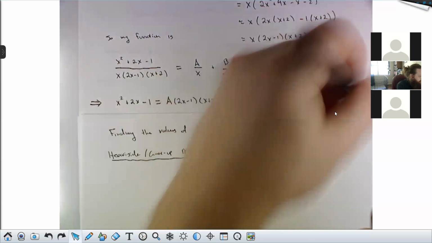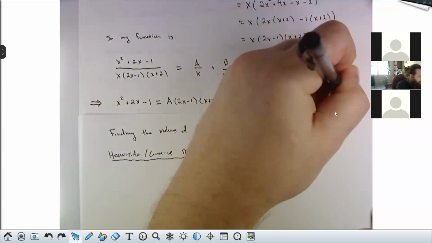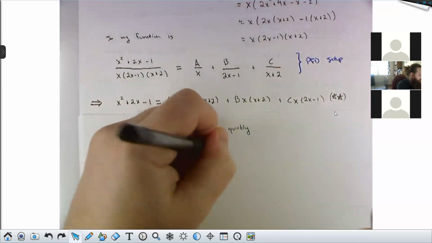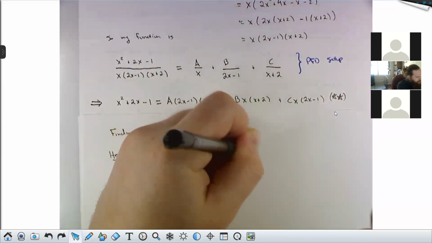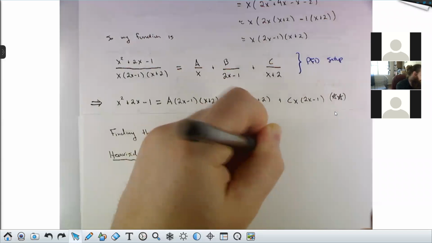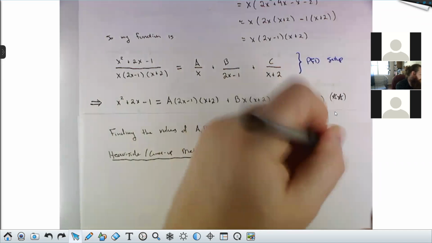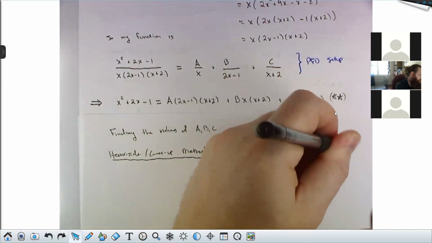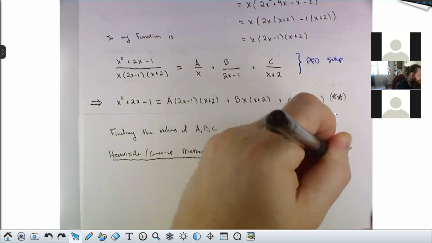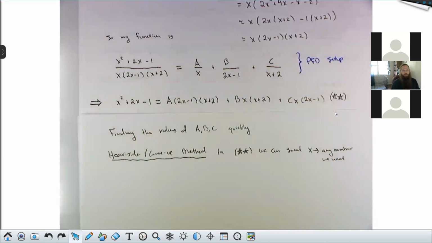So what should I call this? Let me call this 2 star. I called the other one star. I need to refer to it somehow. In the equation 2 star, we can send x to any number we like. Right? This equation is supposed to be an identity. It's supposed to be true for every x in the universe. So if I want to plug in some x values here, I can. No one can stop me from doing that.